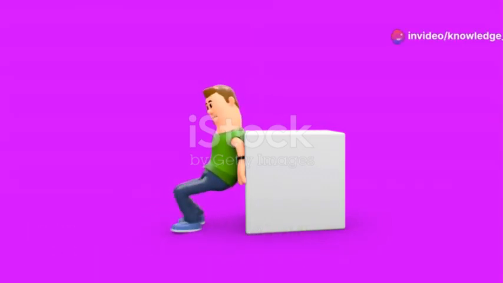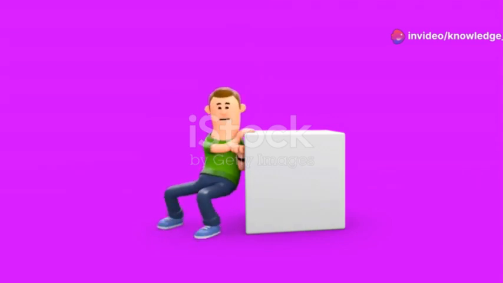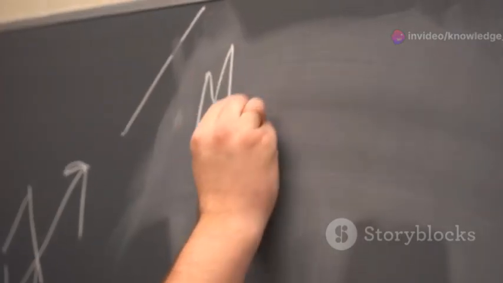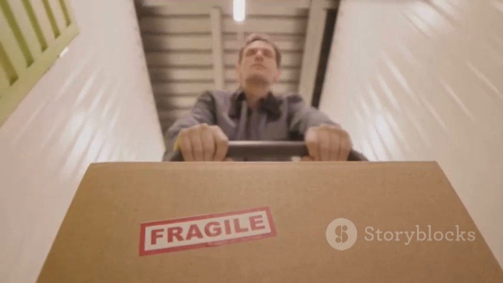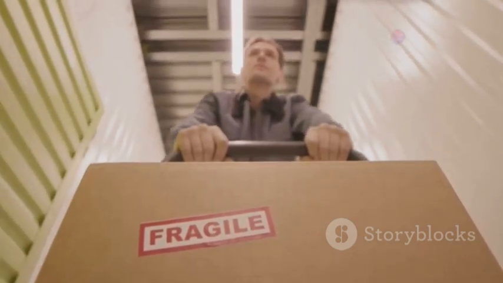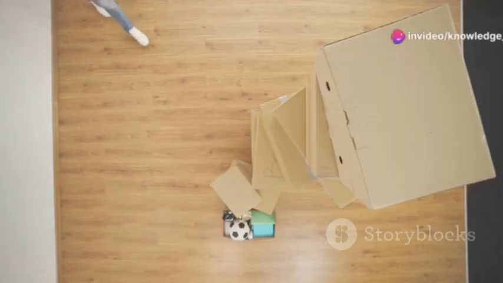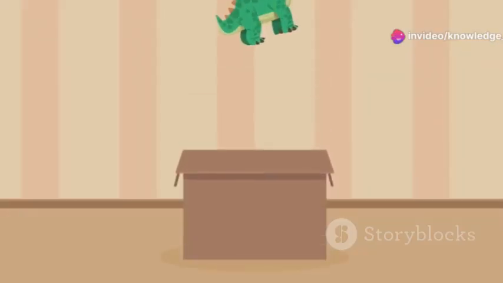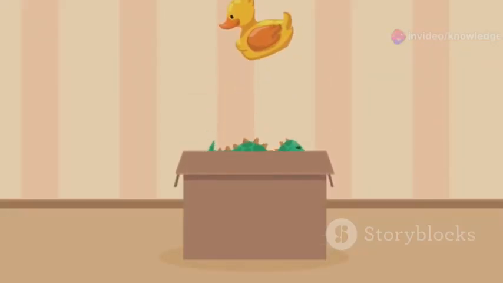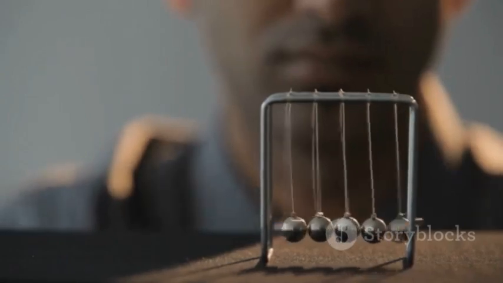Whenever we try to move an object, there's a force that resists this movement. This force is called friction. Imagine you're pushing a heavy box across the floor. What makes it difficult? The force of friction between the box and the floor tries to stop the motion. Without friction, the box would keep sliding forever. But thanks to friction, it slows down and eventually stops.